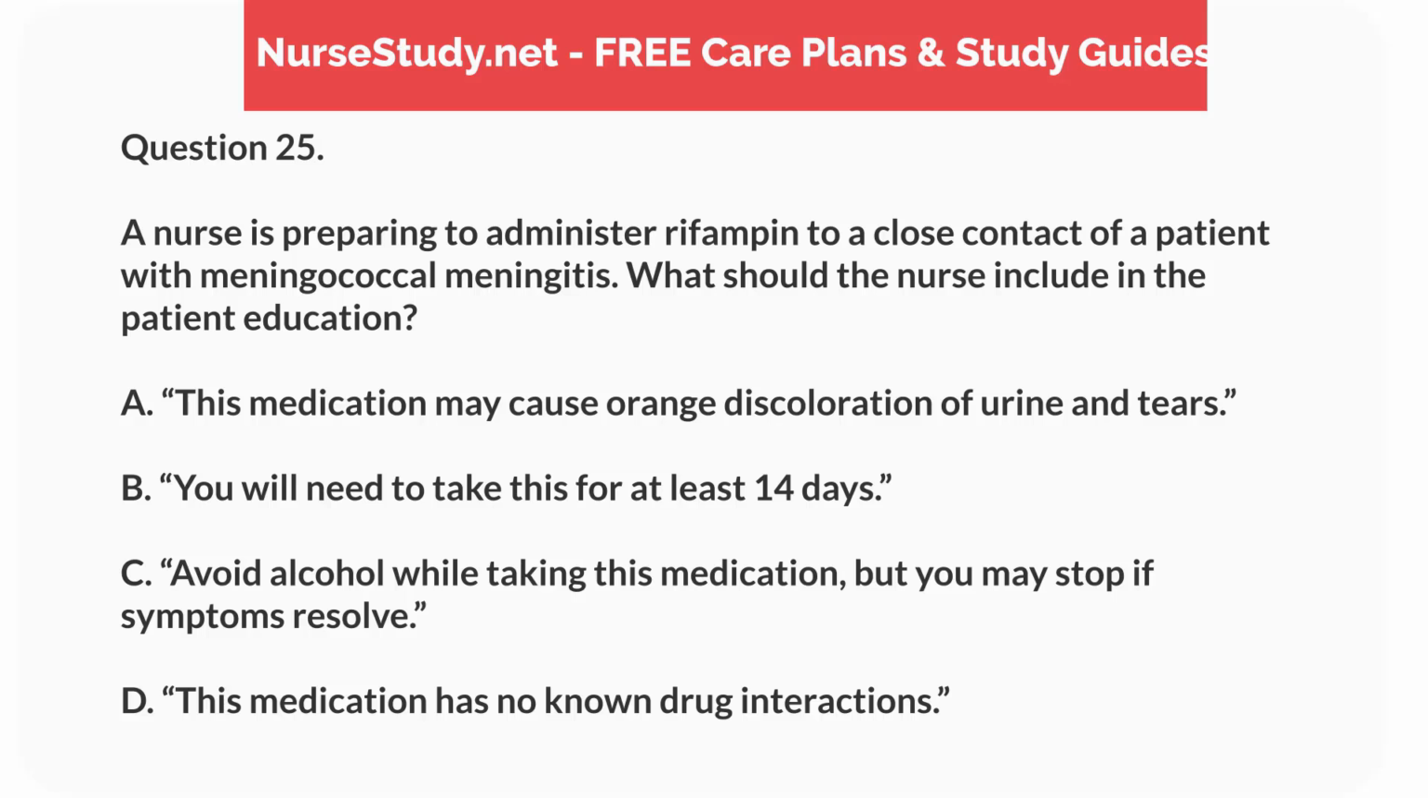Question 25. A nurse is preparing to administer rifampin to a close contact of a patient with meningococcal meningitis. What should the nurse include in the patient education? A. This medication may cause orange discoloration of urine and tears. B. You will need to take this for at least 14 days. C. Avoid alcohol while taking this medication, but you may stop if symptoms resolve. D. This medication has no known drug interactions.